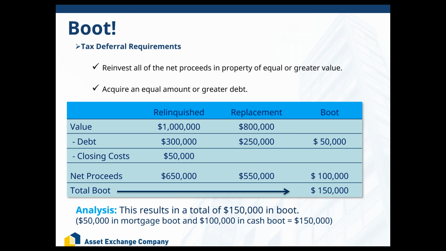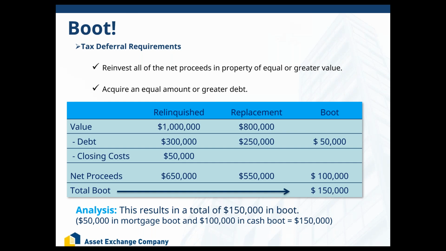Now they still need another $250,000. So what do they do in this case? Well, they go out and get a mortgage for $250,000. But by only getting a loan for $250,000, they go down in debt by $50,000, because they had a loan that they paid off of $300,000, and they only obtained a replacement loan for $250,000. So they went down in debt by $50,000. They're also going to be subject to taxes on that amount. That's referred to as mortgage boot.